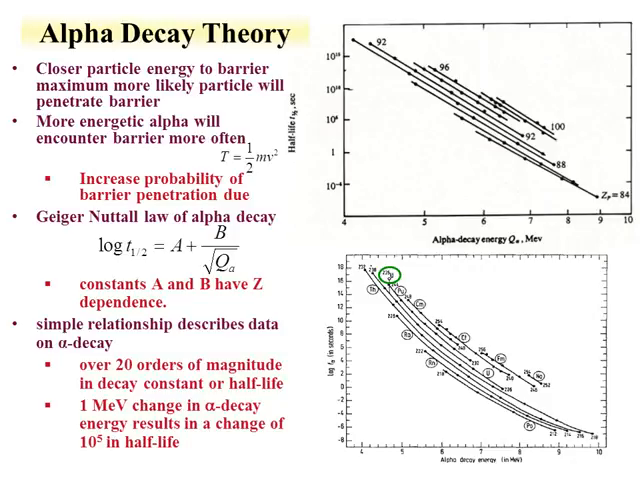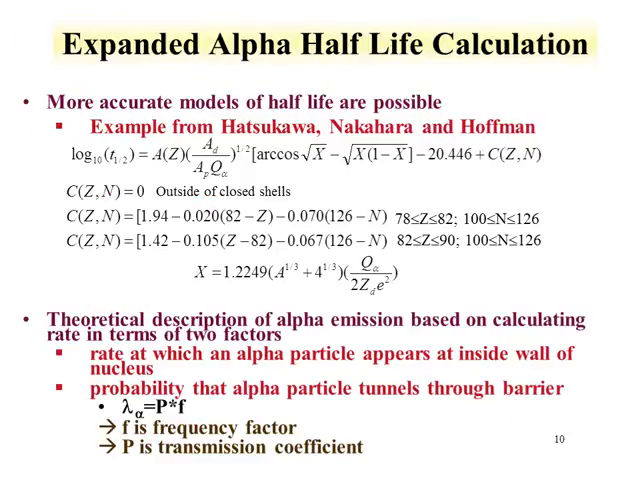Now, the simple relationship can describe data for alpha decay for over 20 orders of magnitude in decay constants or half-life. And what's observed is that a 1 MeV change in alpha decay energy can result in a change of about 10 to the 5th for the half-life. So we have this dependence on half-life and decay and Q value that we've discussed earlier. The Geiger-Nuttall relationship, as we discussed previously, is a very simple and straightforward model to describe alpha decay and half-life.